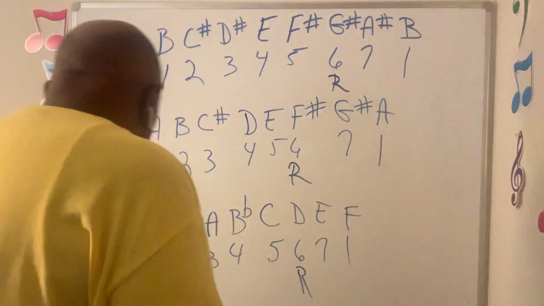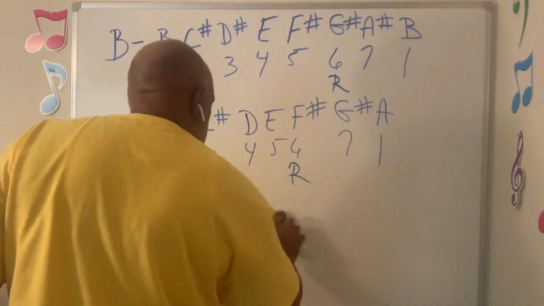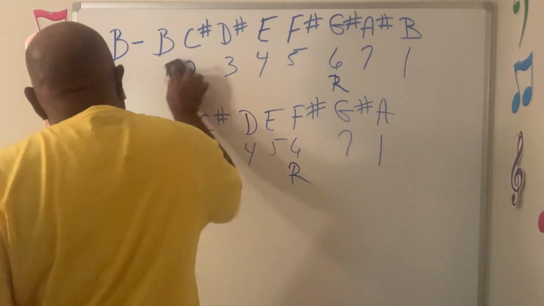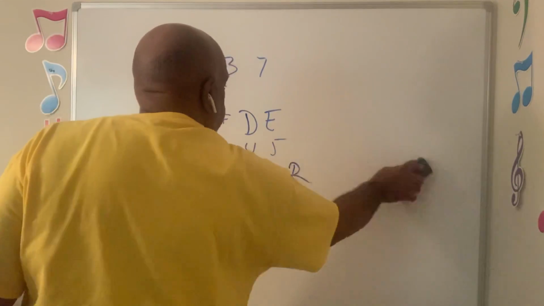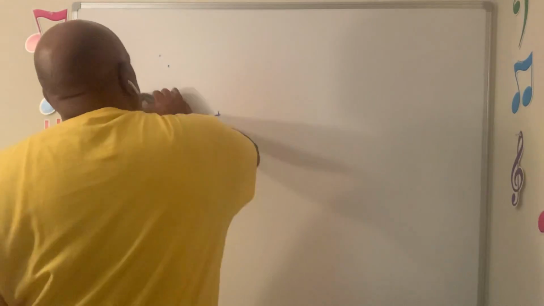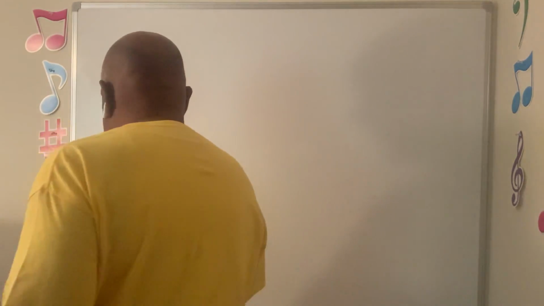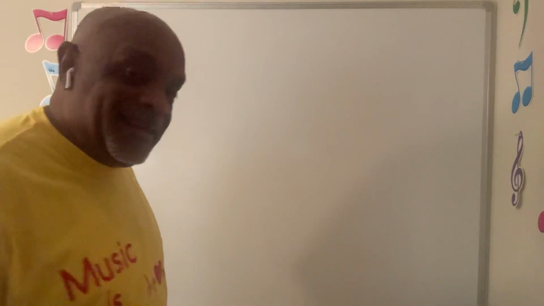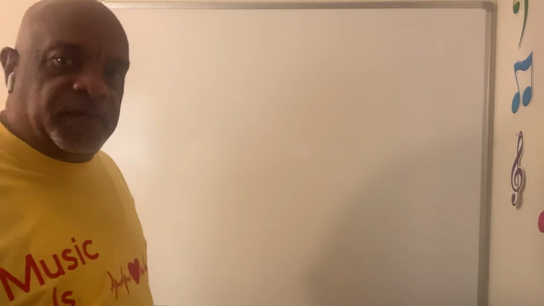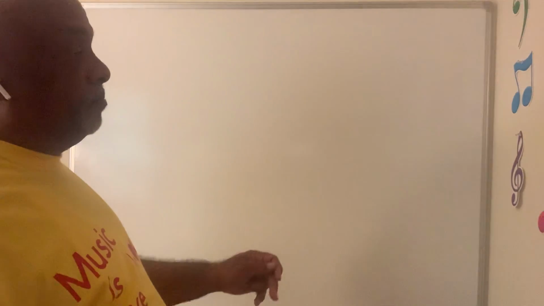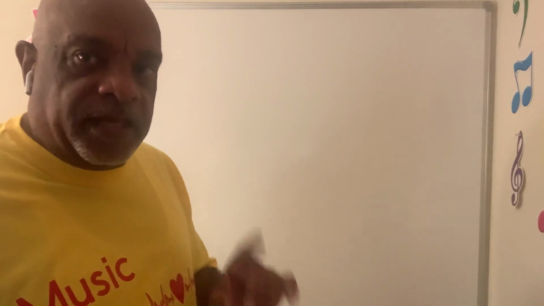Let's move on to another scale. Let's go to the D flat major scale. Now, the D flat major scale has how many flats? We talked about that when we were dealing with the keys. The D flat major scale has 5 flats, and let's do it.